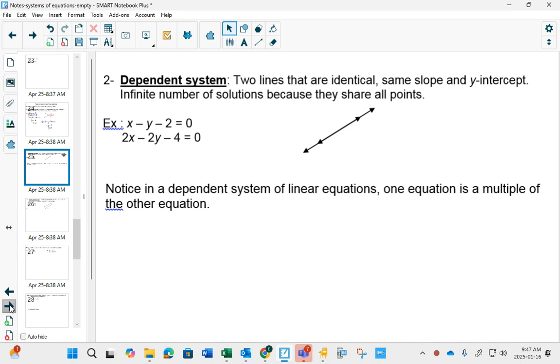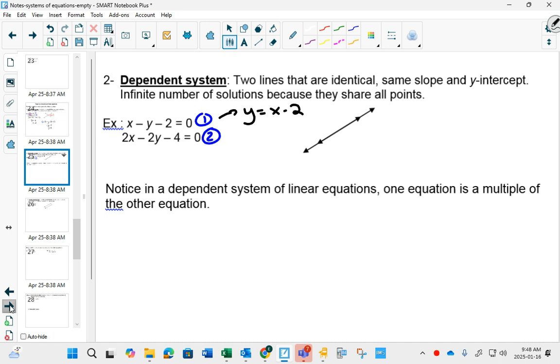Now, in a dependent system, there are a couple of ways that you can tell that you get a dependent system. For example, if you show that these equations are the same, then you'll know it's a dependent system. One way that you could do that is if you use the graphing method, you would have to change these to y equals mx plus b. So equation 1, that one's really easy to get the y by itself because I could just add the y to the other side and I would get y equals x minus 2.